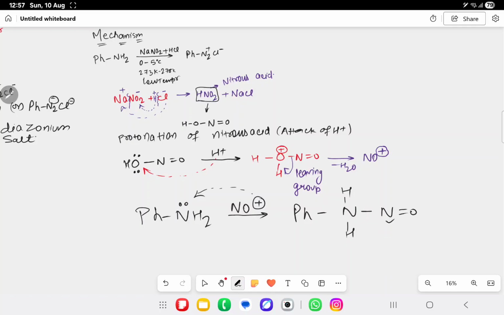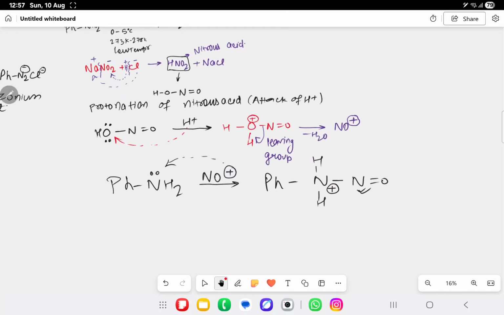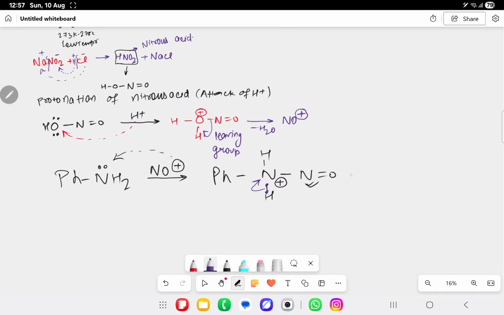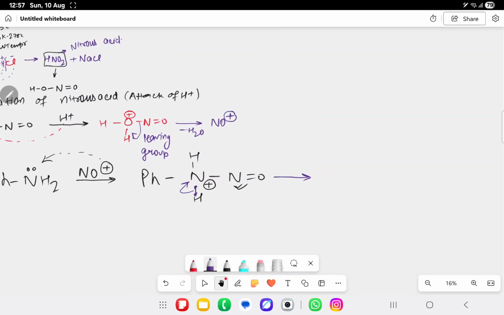So this nitrogen has one more bond than needed to satisfy its valency, so this nitrogen will now get a positive charge. After that what happens? To remove this positive charge, nitrogen will take the electron from hydrogen, and hydrogen leaves as a positive charge, so the positive charge on nitrogen will be gone. So what you will get? PhNH and a double bond O.